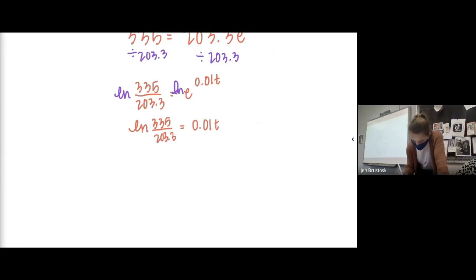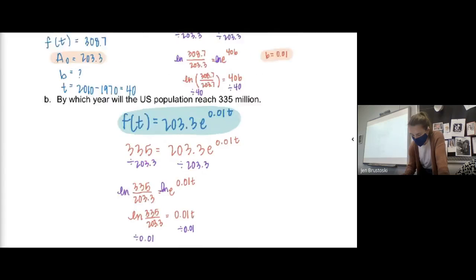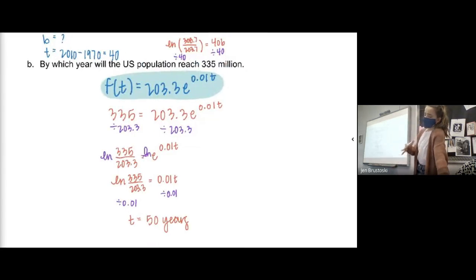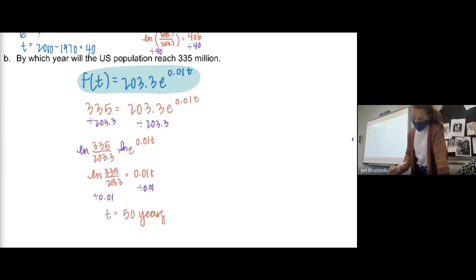Divide both sides by 0.01. And what is t equal to? Let's round to the nearest year. 50. So after 50 years. Now, the question specifically asks, what year does it reach 335 million? 50 years does not answer that question. So how do I find what year it is? Madison? Add 50 to 1970.